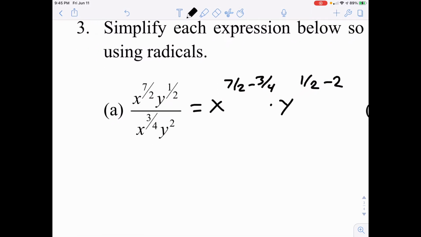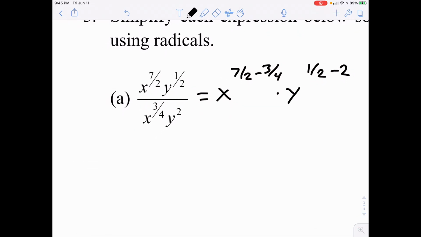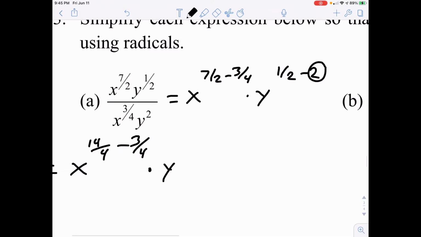Well, we need a common denominator here. Common denominator here would be 4, so I'm going to rewrite 7/2 into 14/4. I'm going to double each part. So this is x to the 14/4, 2 times 2, right? Minus 3/4, there's my common denominator, times y. Now I'm going to rewrite this as 4/2. So it's 1/2 minus 4/2. 4 divided by 2 is 2.